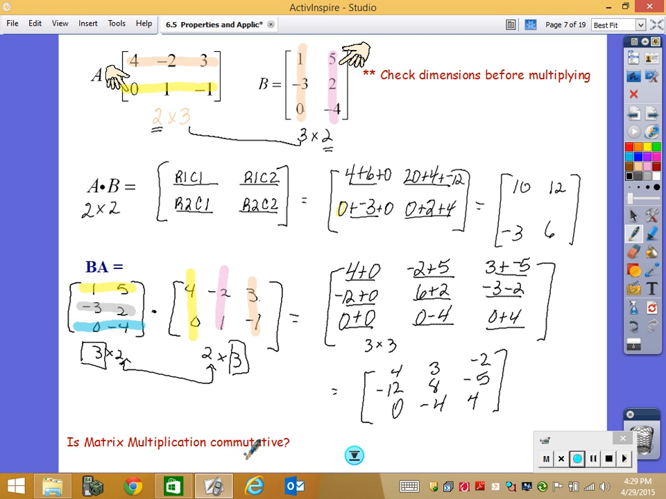Is matrix multiplication commutative? When I switched the order that I multiplied in, did I get the same answer? No. That is the property that will never work in multiplication of matrices.